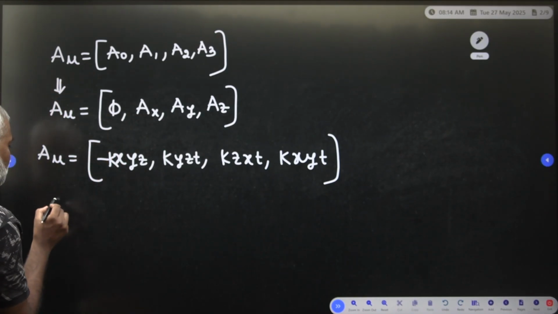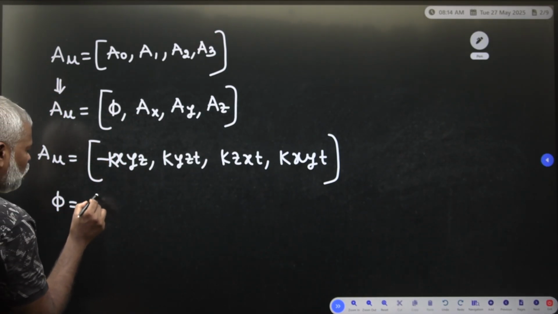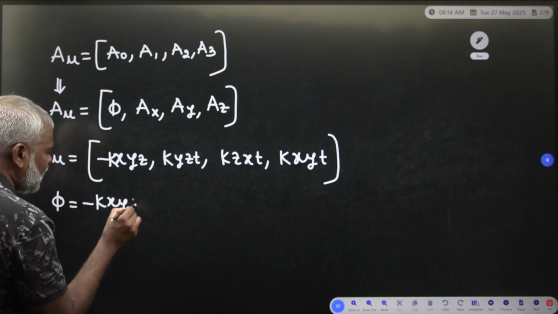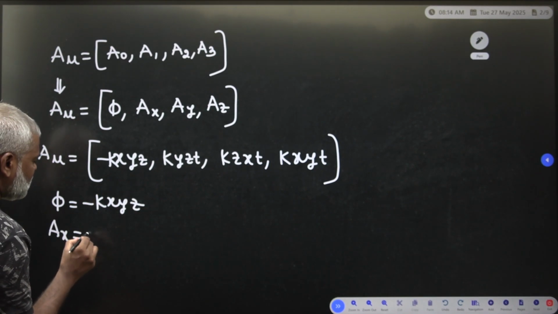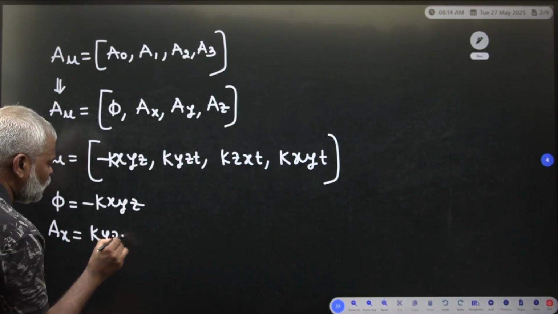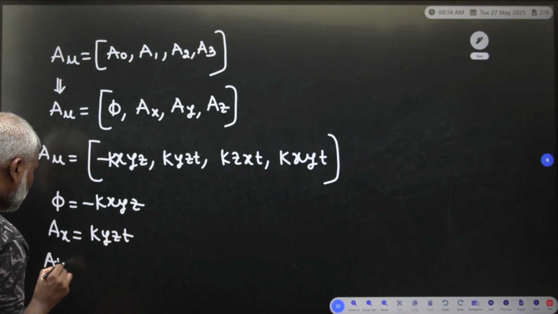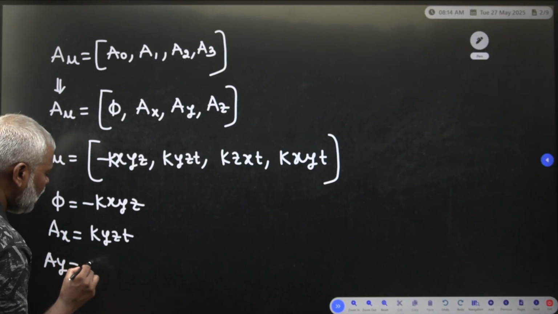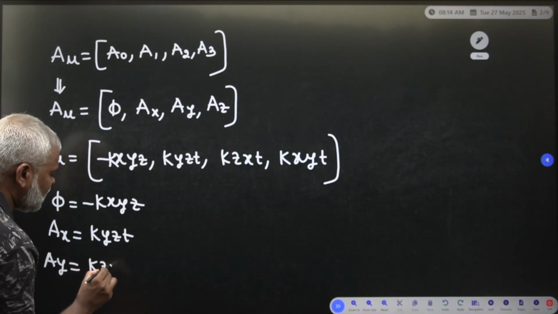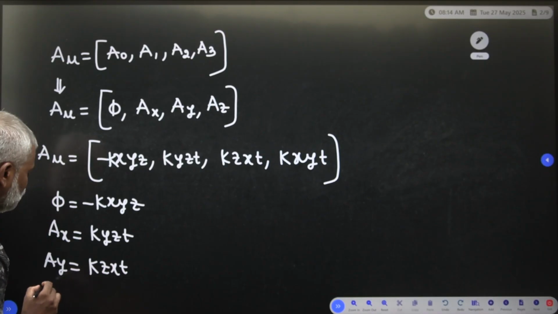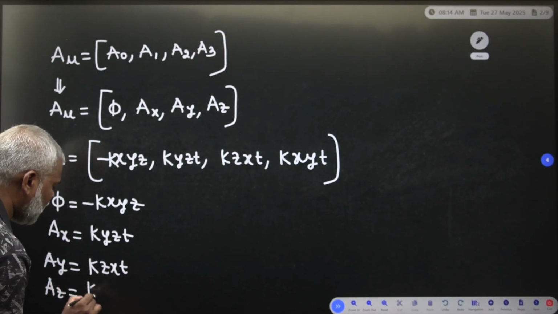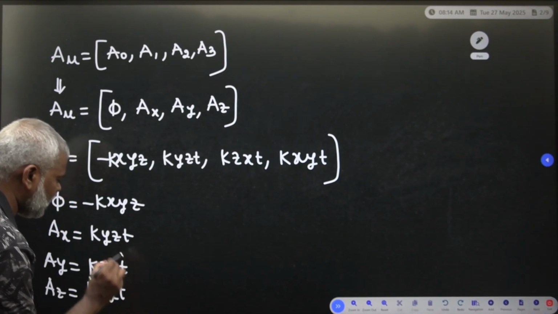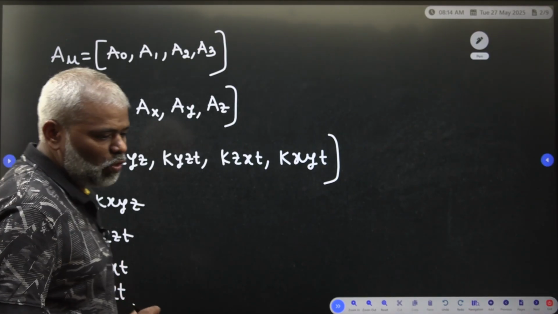Now, you have to compare. Phi is equal to minus kxyz, this is the phi value. Ax is equal to kyz into t. Ay is equal to kzx into t. Az is equal to kxy into t.